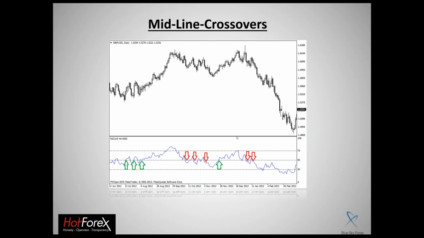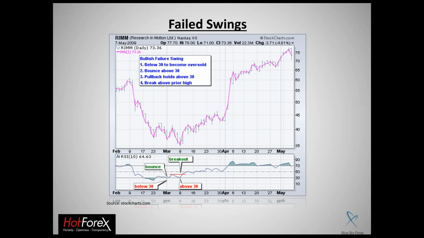Now, the last method is perhaps the most complicated, because the conditions are really precise, and they need to be followed extremely accurately in order for it to be a valid setup and in order for it to most likely end up in a positive trade. This is called failure swings. In this example, we're going to examine a bullish failure swing. There are 4 conditions to keep in mind, and again, you need to be extremely accurate with this.